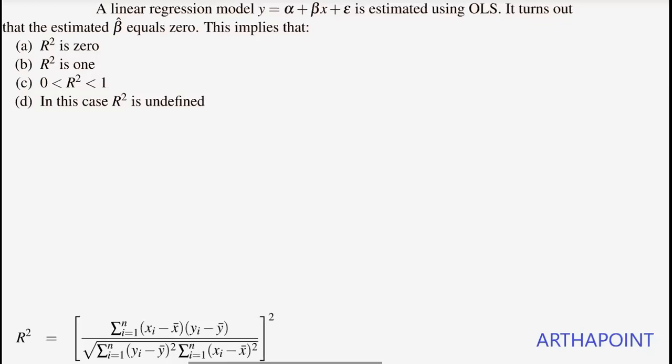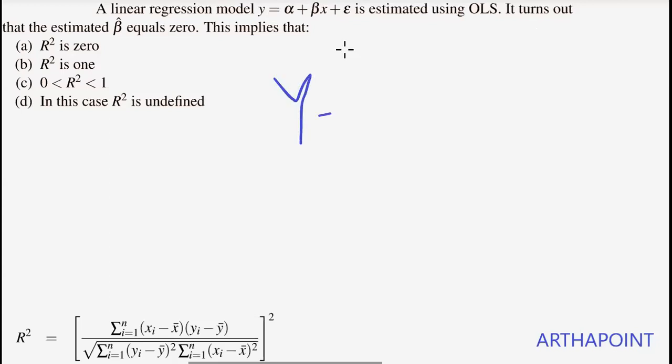Hi, we are now going to do a question on ISI. This is a question from ISI. So the question says that a linear regression model y is equal to alpha plus beta x plus error term. Let's try and understand what this regression model is, just a very basic thing.